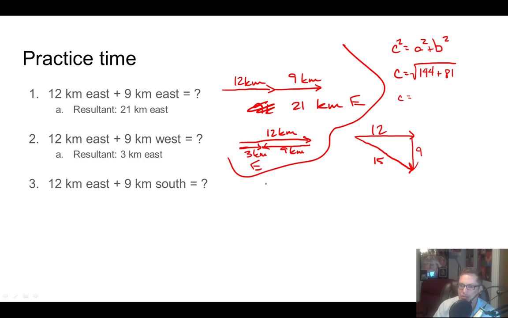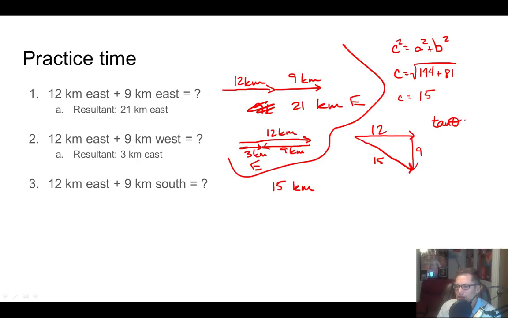So our magnitude is 15 kilometers. And now we need a direction. It's not a pure 45, right? If both sides were 9, we'd have a 45-degree angle, but it's not quite. So now we need to use our tangent function. I'll put 15 just so it looks complete.